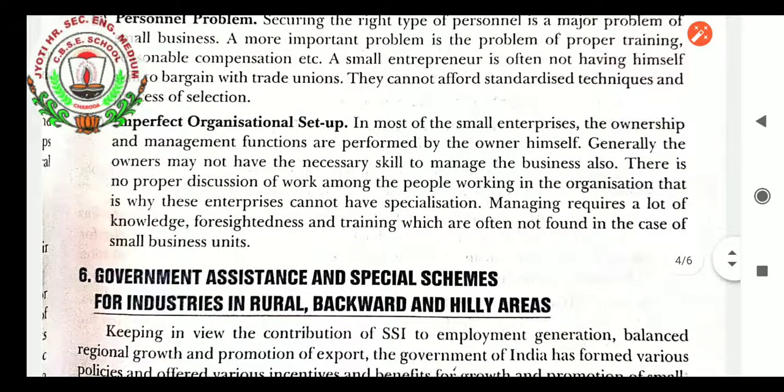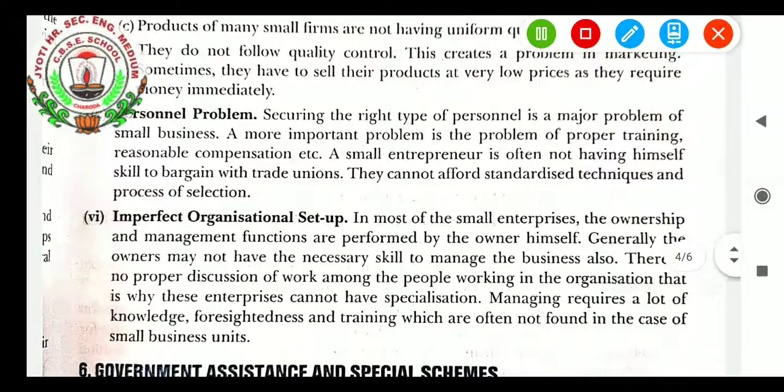Imperfect organizational setup. In most of the small scale enterprises, the ownership and management functions are performed by the owner himself. As I already introduced, the investment is not high. Because of that, most of the activities of small scale industries are done by the owners themselves. They cannot hire experts. They do not have such an investment that they can hire experts. Generally, the owners may not have the necessary skills to manage the business.